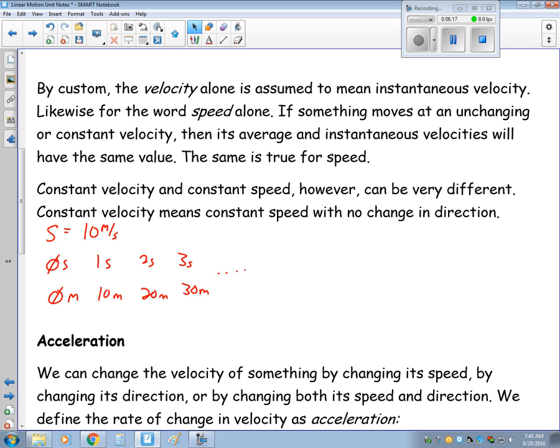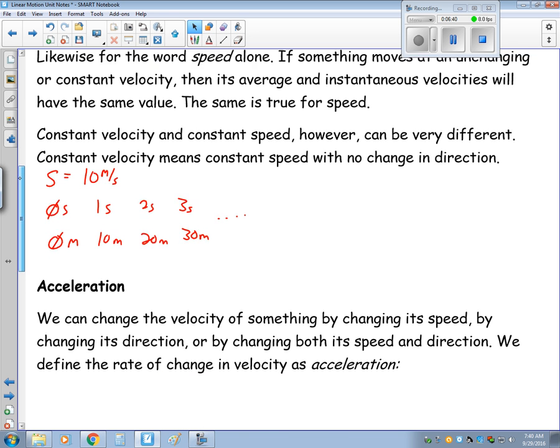So if something has a constant velocity, all of those numbers would be the same. If something has a constant speed, all those numbers would be the same. But there's also something else important. There's no change in direction for velocity. So if something is maintaining a constant speed, but traveling in a turn, it no longer has constant velocity. That's something we'll come to here in a minute.